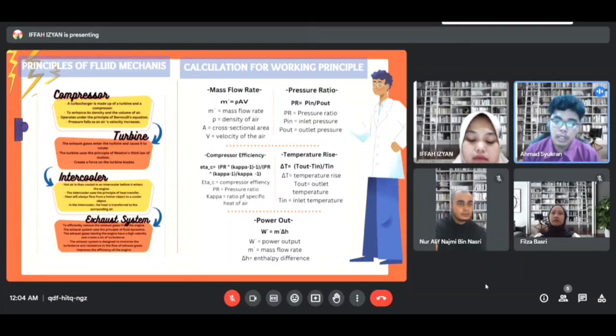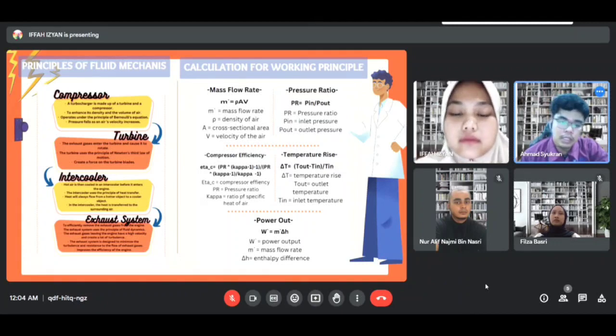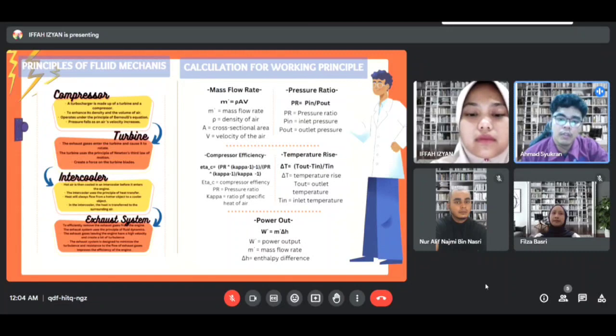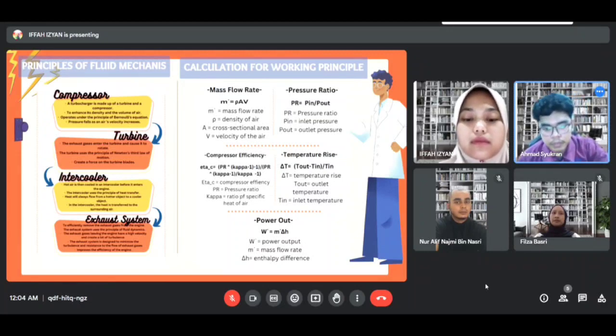The exhaust gas leaving the engine has a high velocity and can create a lot of turbulence. The exhaust system is designed to minimize the turbulence and resistance to the flow of exhaust gas, which improves the efficiency of the engine. Overall, fluid mechanics principles are critical in the functioning of a turbocharged engine system, and their proper application is necessary for achieving optimal performance.